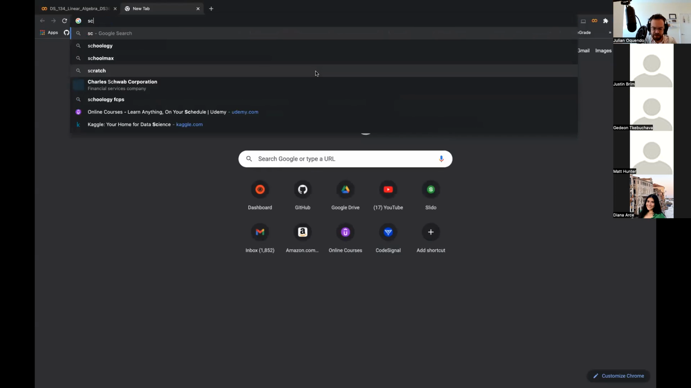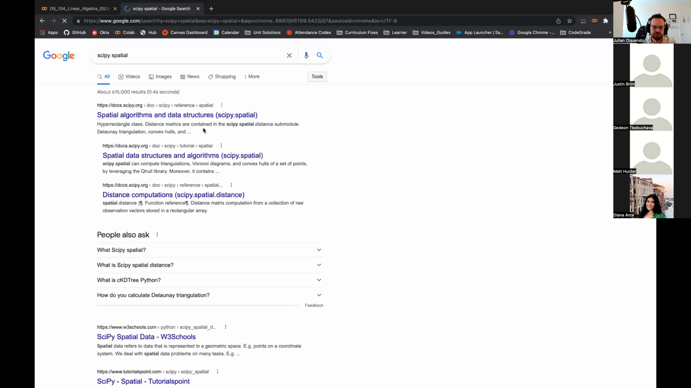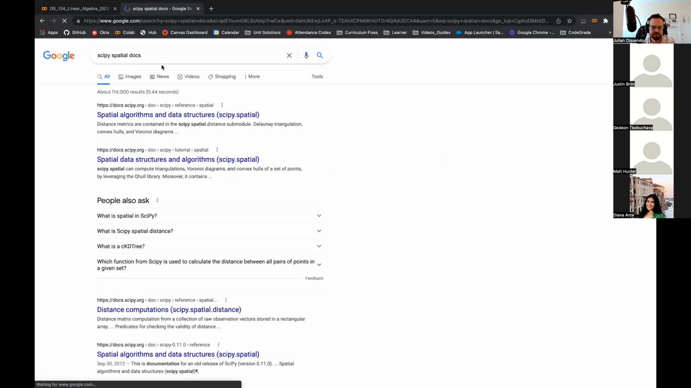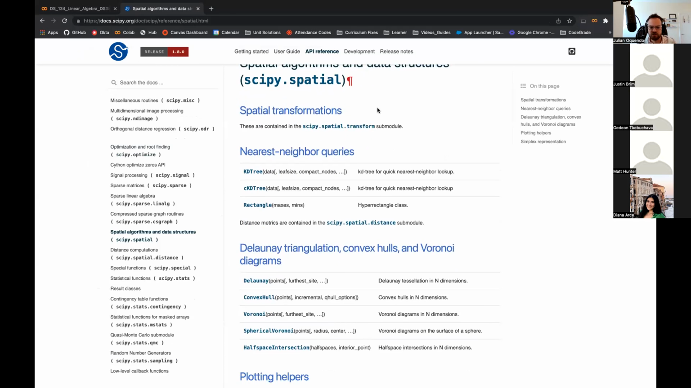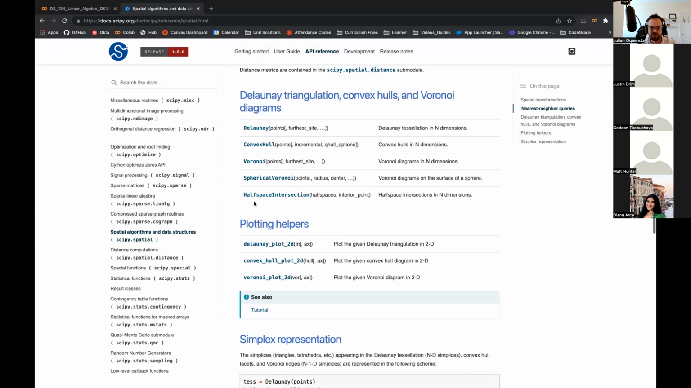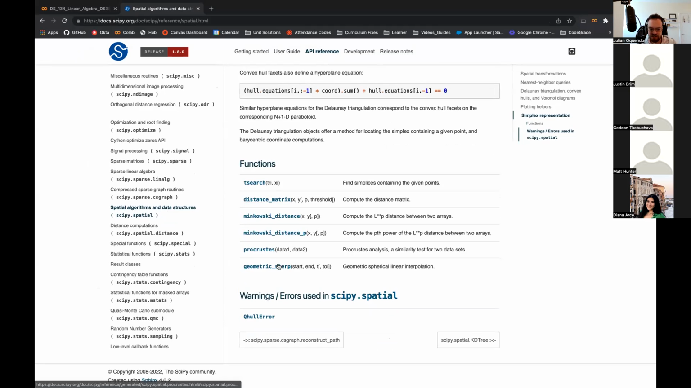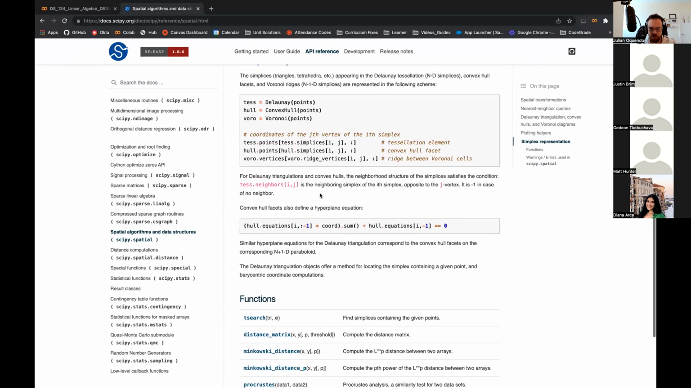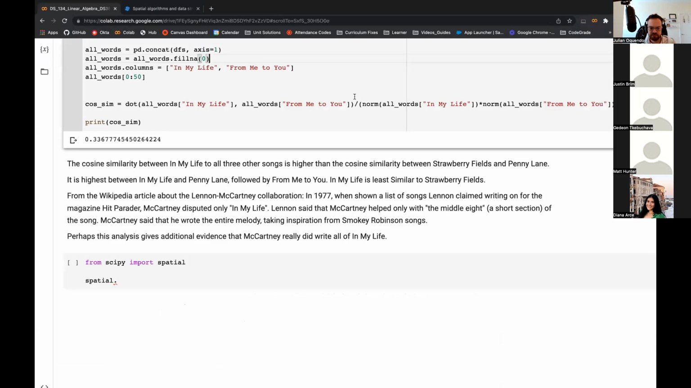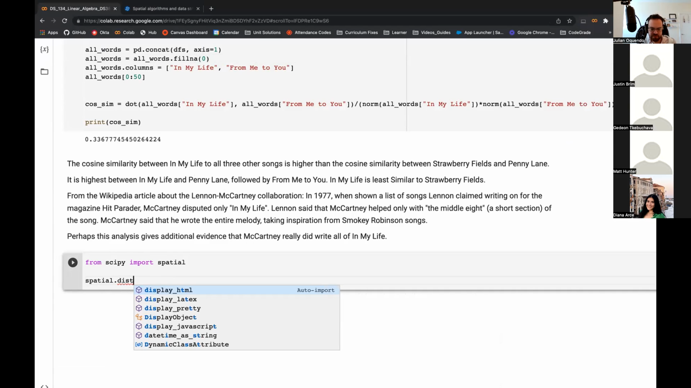All right, let me just look up SciPy Spatial. I just want to look up the documentation. There it is, the docs. So the spatial transformations have a bunch of different types of tools that you can use for your different functions. You'll be seeing the Minkowski and some of these other geometric measures. Within this particular tool, I want to call the distance values. Distance values, there you are.